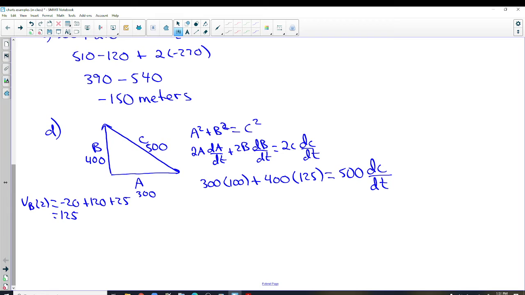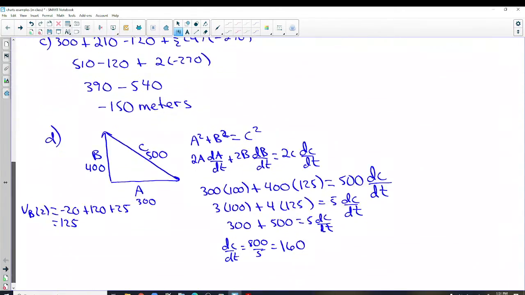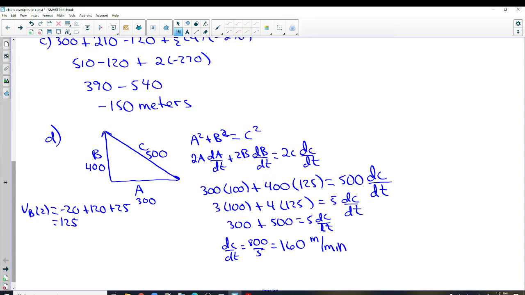Well, if we divide everything by 100, that's 3 times 100 plus 4 times 125 equals 5 dC/dt. So that makes smaller numbers to work with. Divide both sides by 100. So 300 plus, let's see, 400 and 4 quarters, that's 500. So dC/dt is equal to 800 over 5, 160. And then, what is it? Meters per minute, because we ended up finding a rate.